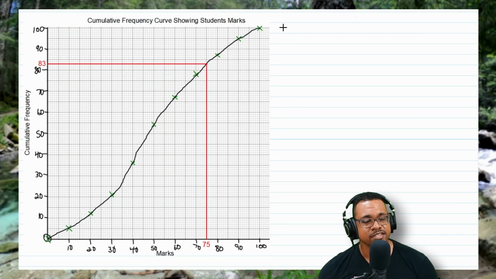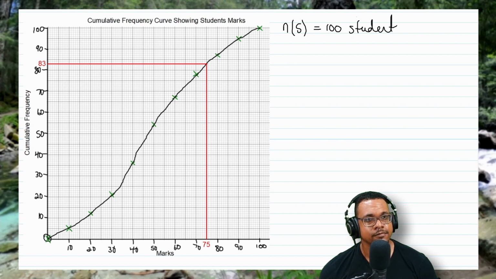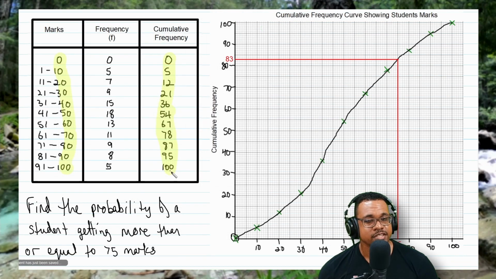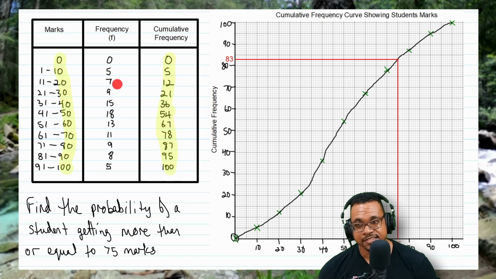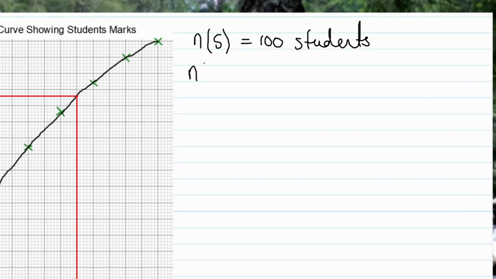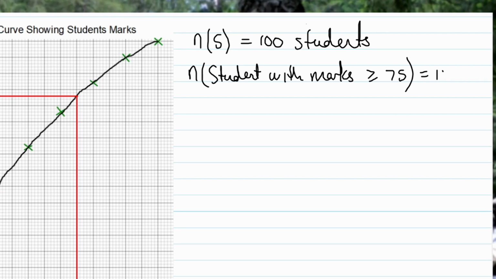So my sample space, the number of total possible outcomes, n(S), would be 100 students. And that's because my last frequency for my cumulative frequency was 100, or if you add up all the frequencies, sigma f, you will get 100. And then the number of students with marks greater than or equal to 75 is equal to 100 take away 83, which is equal to 17 students.